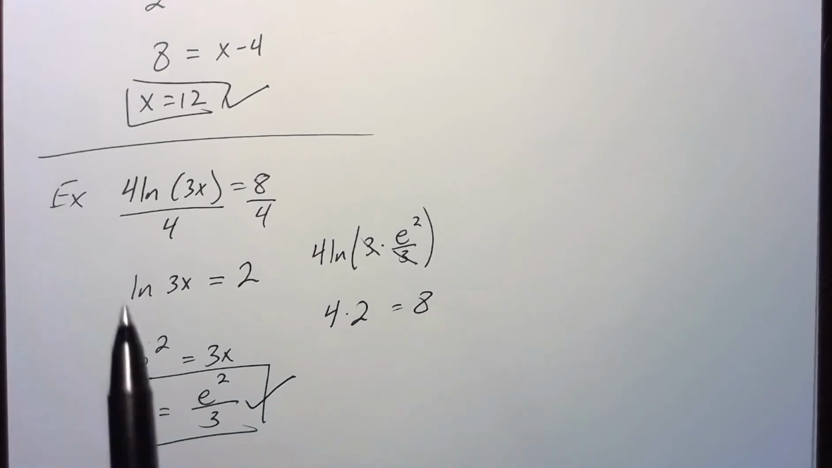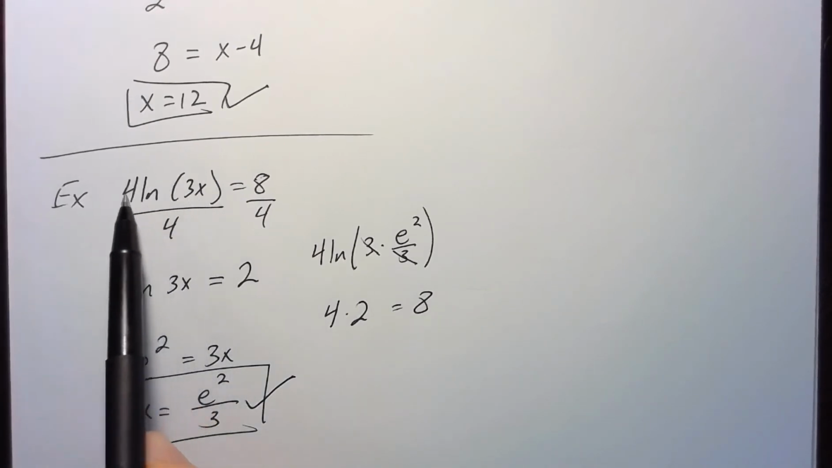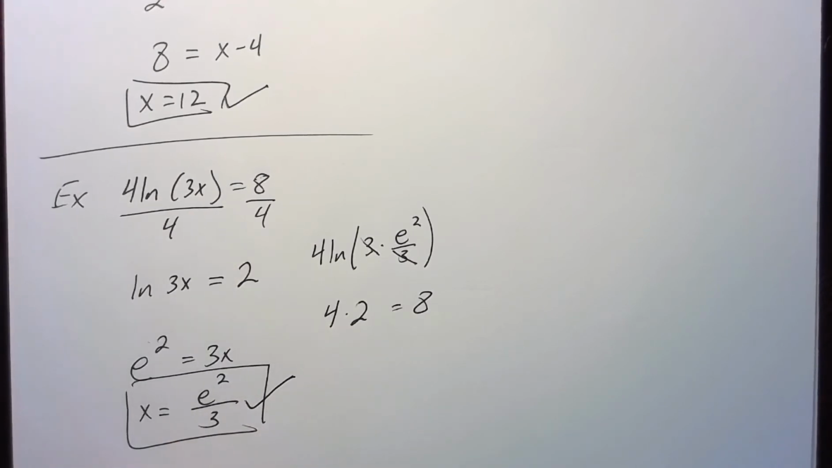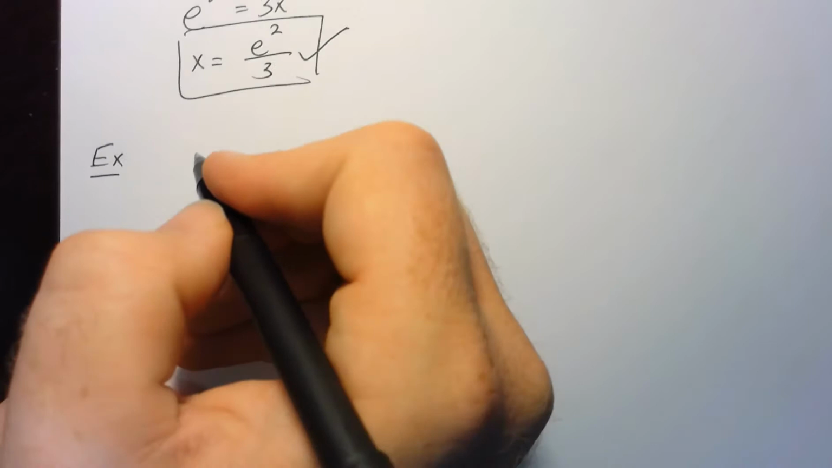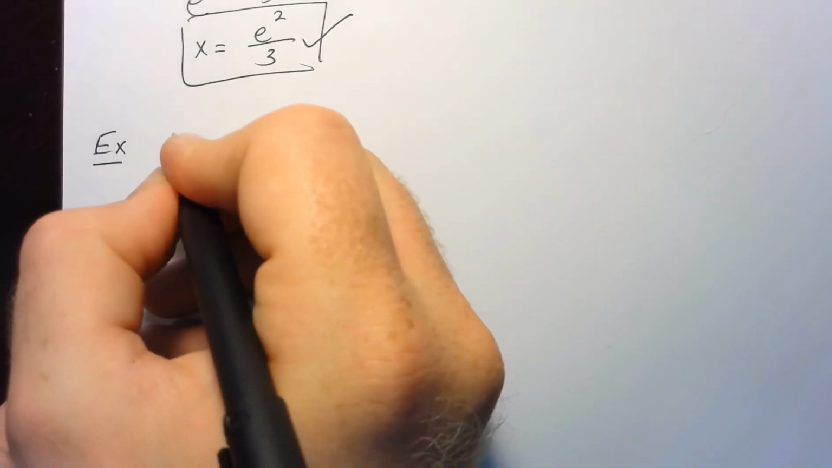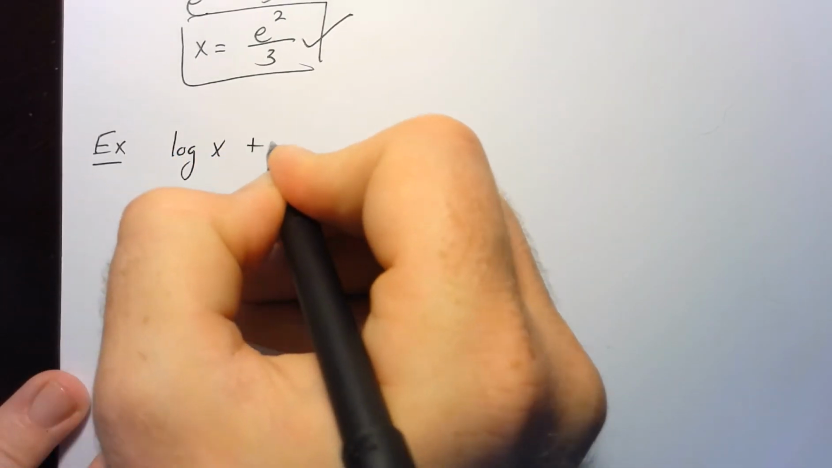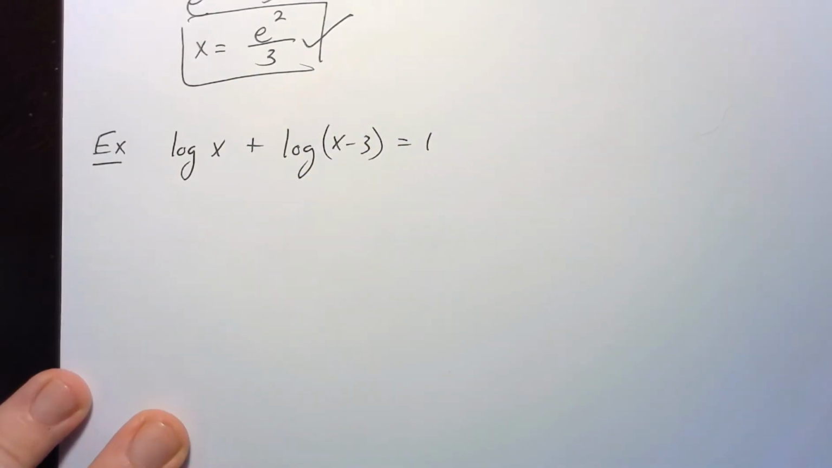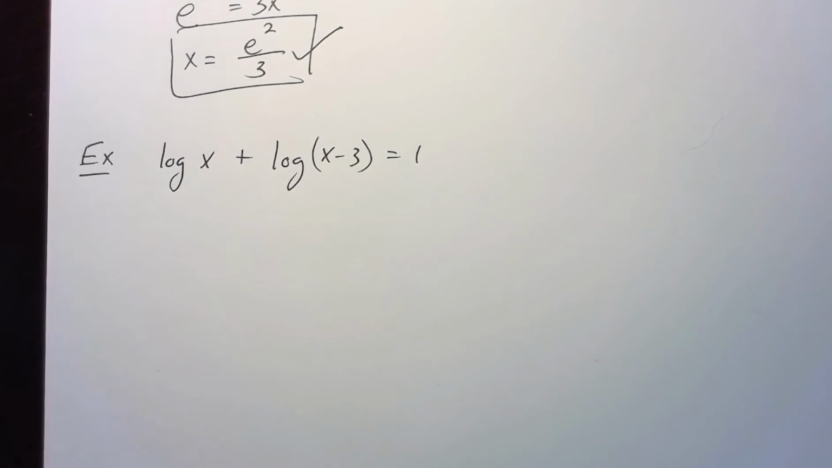But again, for these particular cases, the goal is to get the natural log by itself or the log by itself and then solve. So the next example we're going to look at is going to look like this. I'm going to have log of x plus log of x minus 3 equals 1. And again, keep in mind that those parentheses are there. They have to be there for it to include that minus 3 inside the log.